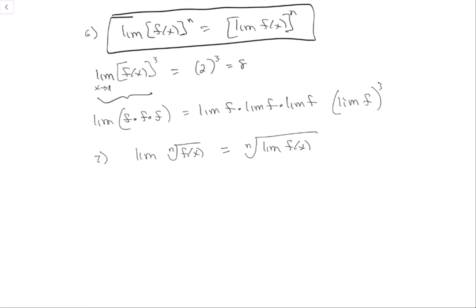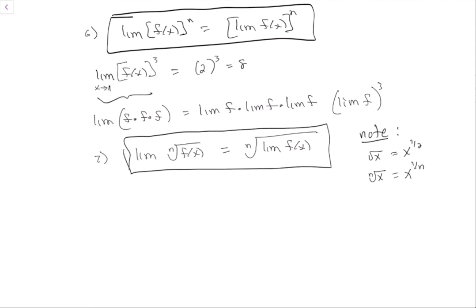And again, this shouldn't be very surprising. Remember, the nth root of a function is really a rational exponent. Square root of x is x to the 1/2, so the nth root of something is the something to the 1/n. So 6 and 7 really tie together in the sense that these are both rational exponents or integer exponents.